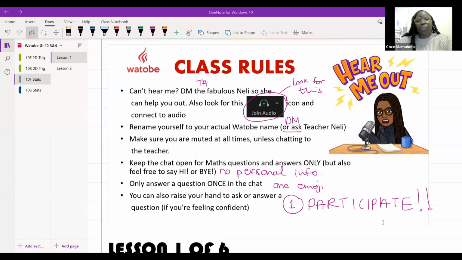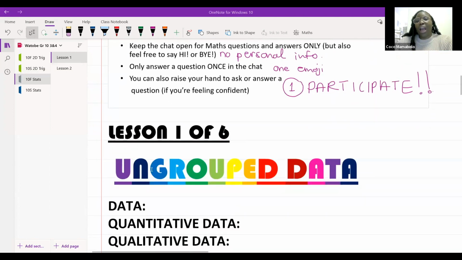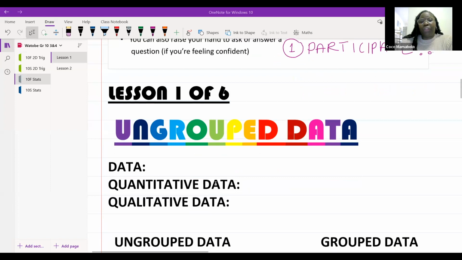All right, so we're going to be looking at ungrouped data, and we're actually going to be looking at the difference between grouped and ungrouped data and what to do with it as we go along. The first few things that we're going to be defining are data, quantitative data, and qualitative data. Now, the first definition we want to get out there is data.